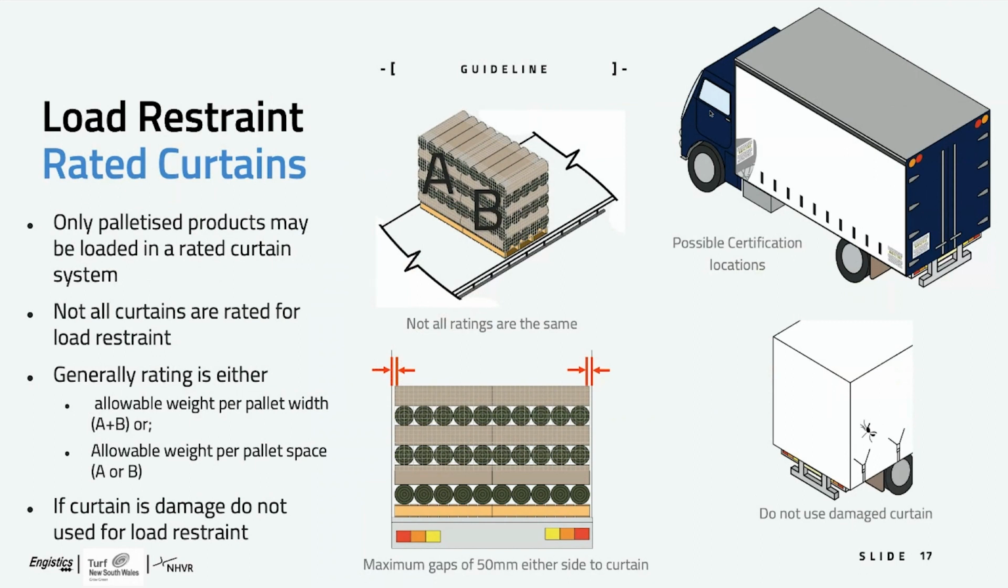What's a rated curtain? A rated curtain is a tall liner curtain that's been certified to provide a load restraint capacity. It is generally outlined in either per pallet weight or per pallet width, and you want to aim for minimum gaps between the load. So a single file pallet isn't going to be suitable for a rated curtain system. When you can't meet the rating or the gaps, we've got to then tie down the system.